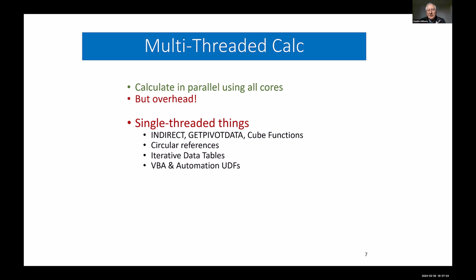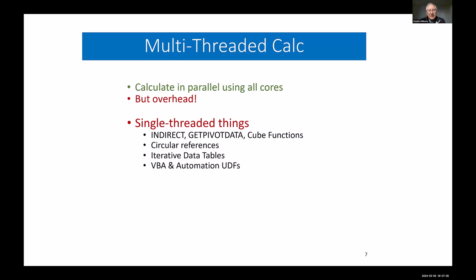And it turned out that if you switched off multi-threaded calculation and told it to only calculate with one core, it ran a lot faster because the overhead was killing things. Now, that's unusual. Most of the time Excel makes good use of multi-threaded calculation. But there are some things that are inherently single-threaded. And if you've got a lot of these in your workbook, they will make it run slow.